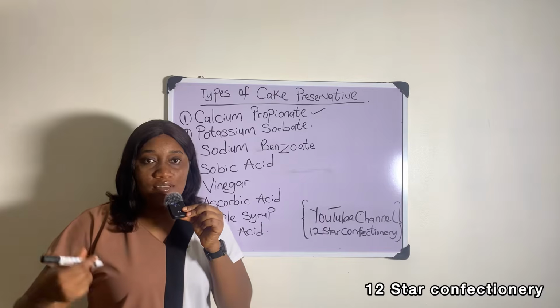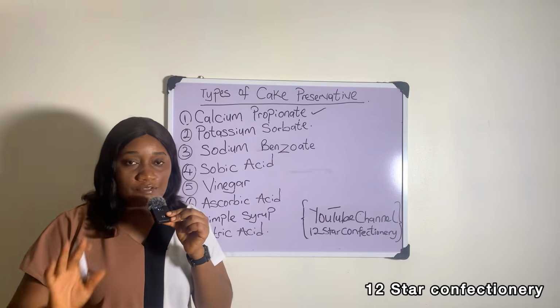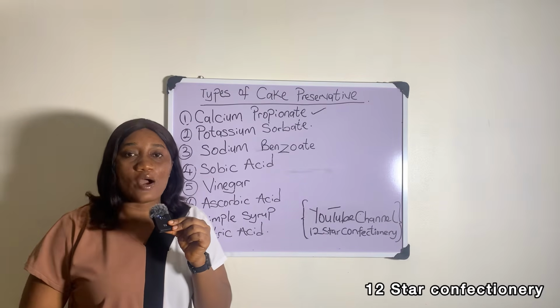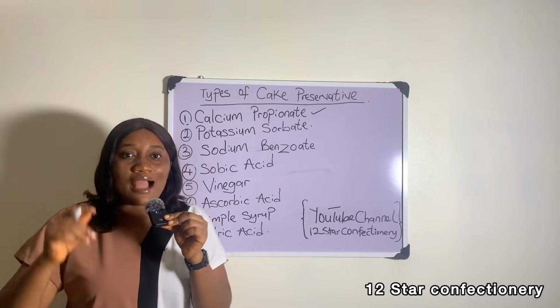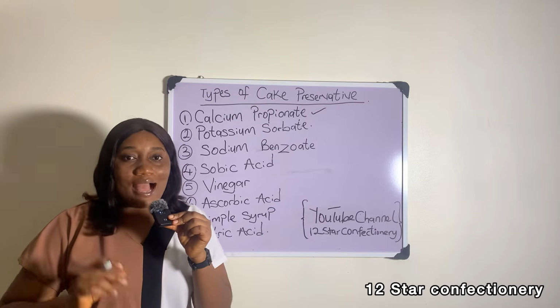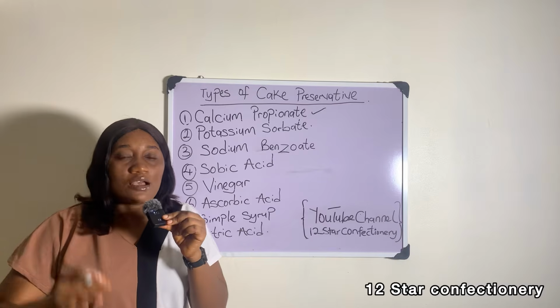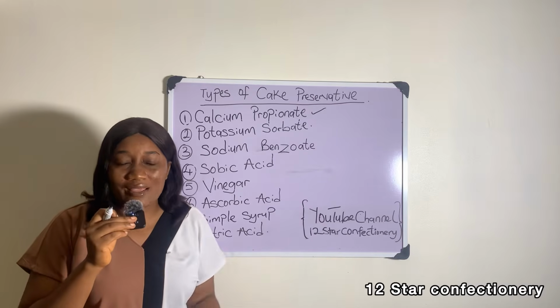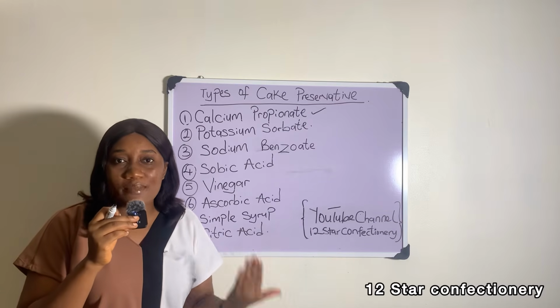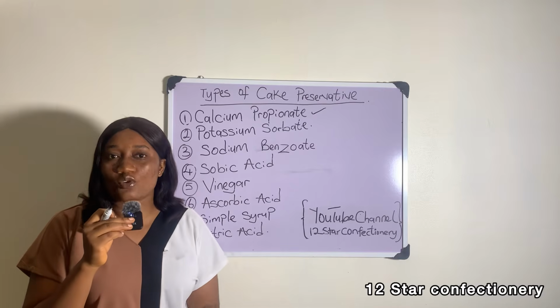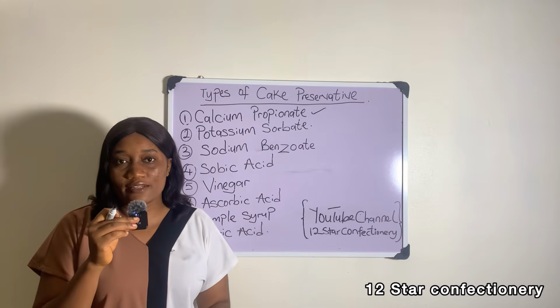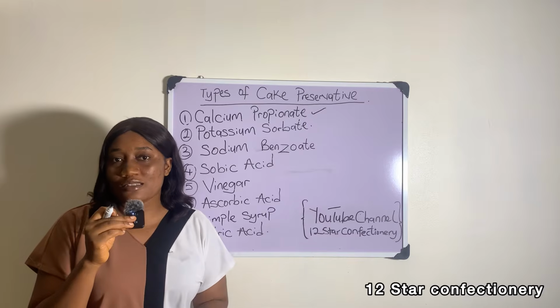For the purpose of this video, I'm going to talk about calcium propionate. I'm going to tell you the right amount to add into your cakes and your pastries, when to add it, and what makes your cake spoil easily or go stale easily. I'm going to also teach you that in this video. So make sure you watch to the end so that you'll be able to grab this information.